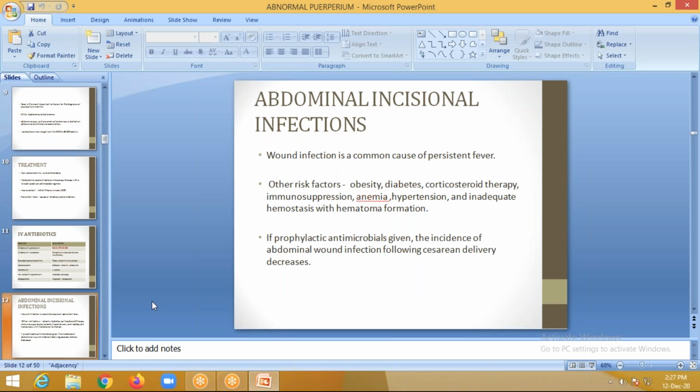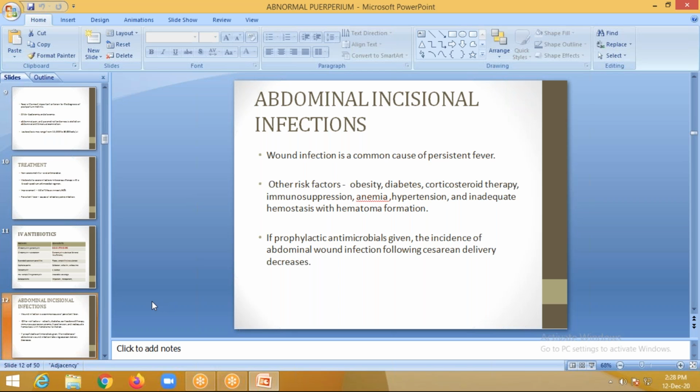Coming to next, infections like abdominal incisional infections. This wound infection is a common cause of persistent fevers. Other risk factors are obesity, diabetes, corticosteroid therapy, immunosuppression, anemia, hypertension, and inadequate hemostasis with hematoma formation. These are the causes of abdominal incisional infections.